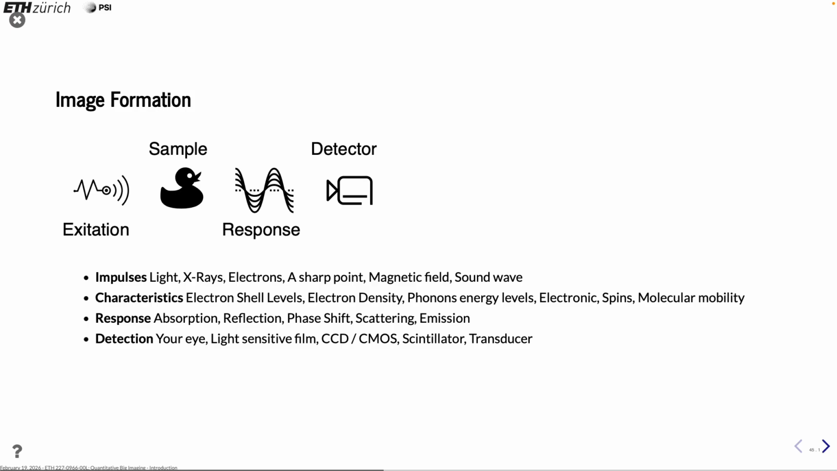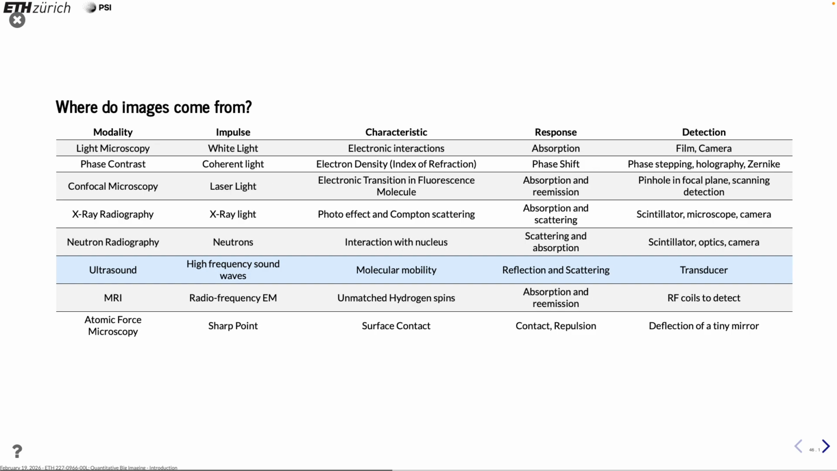And finally, the detection could be of different kinds. Could be your eye. That's actually the first detector if you have light. Light-sensitive film. You can have cameras of different types. You can have scintillators converting the radiation into visible light, and some kind of transducer feeling where you have the changes. And here's a list of different image sources. I'm not going to read it through, but it's in the lecture notes.